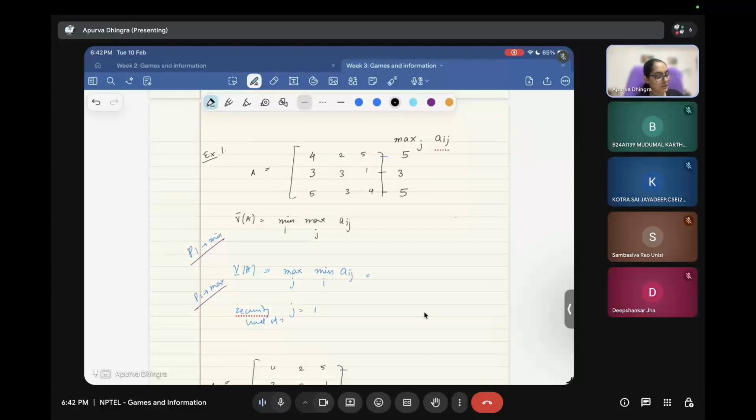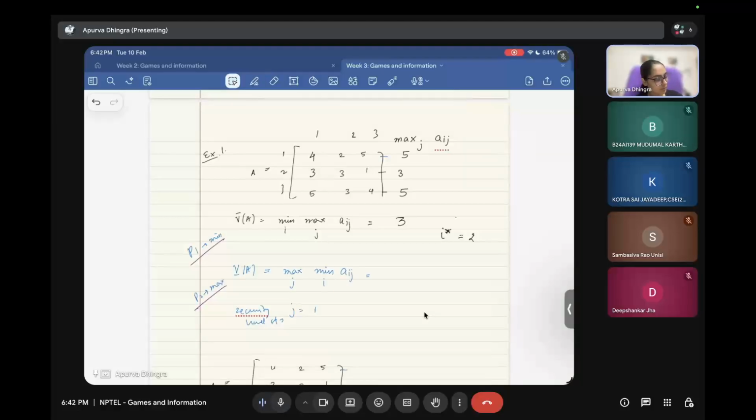So his objective is ultimately to find the minima of these 3, right? Which is just minimum of 5, 3 and 5, which turns out to be 3. And the strategy which did that, i star, is the row 2. So I'm saying that this is 1, 2, 3, this is 1, 2, 3. Not computer science convention, just standard convention of calling rows and columns. Okay, so this is for player 1.